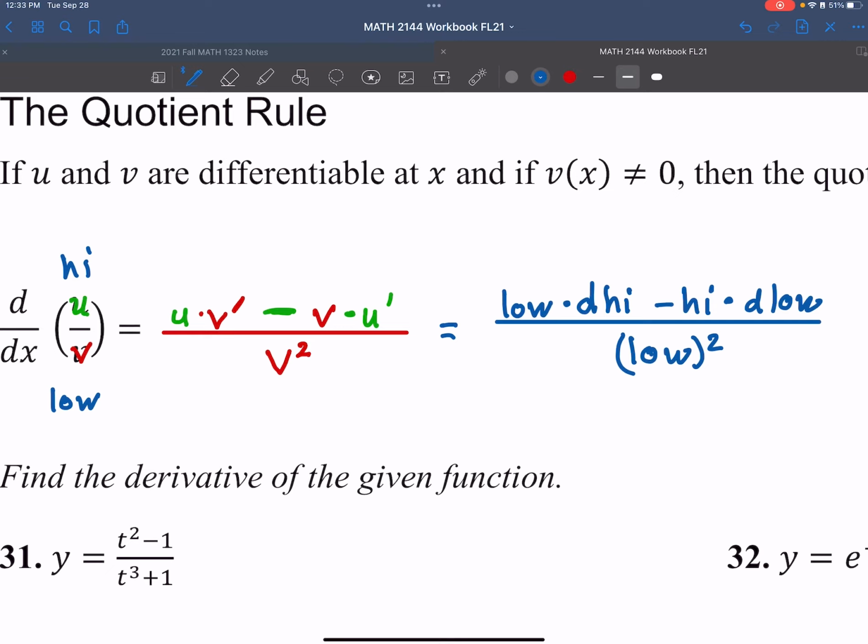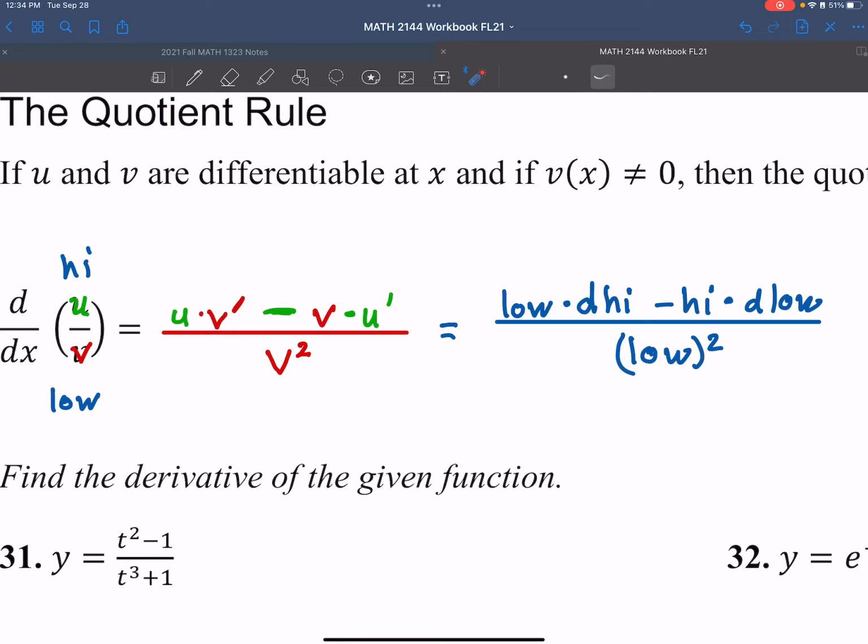And if you don't know that, I'll say it again: low d high minus high d low over low squared you go. Or if you think about life, usually you start on the ground. You start at the bottom and you have to work your way up, right? So start low. You start with low, then you do the derivative of the high, minus the high times the derivative of low. And then just remember that the low where you started is your foundation. So low squared. Yeah, Destiny.